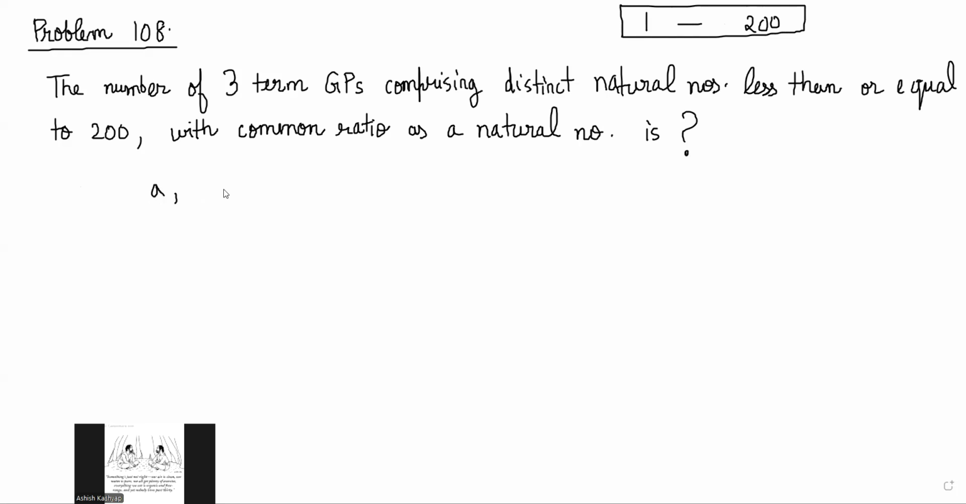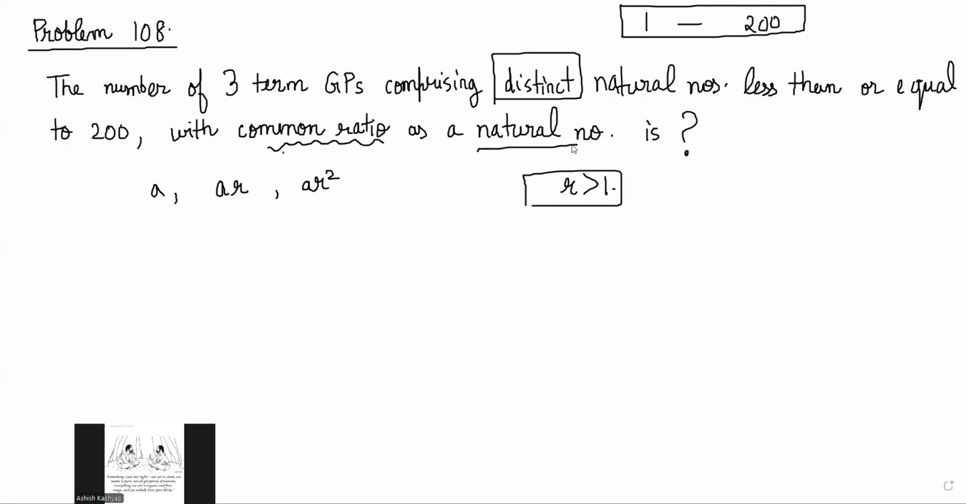So let's say the terms of the GP are A, AR, and AR square. Now here, obviously, R is greater than 1. Why am I saying R is greater than 1? Because the question said that there are distinct natural numbers present in this GP. So if the natural numbers are distinct, they are not equal to each other, then common ratio cannot be equal to 1. And if common ratio is not 1, it will be greater than 1 because common ratio was also a natural number, right?